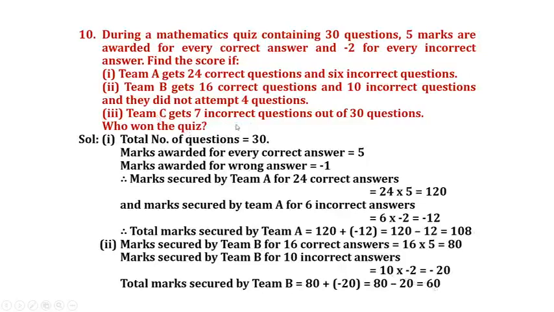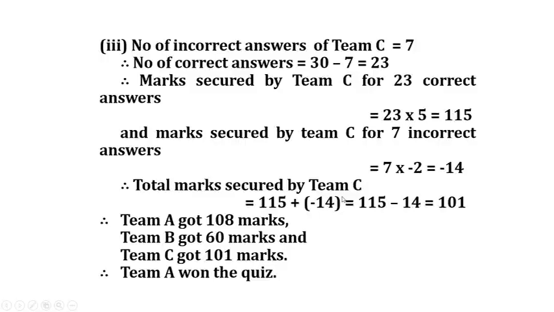And Team C gets 7 incorrect questions out of 30 is given. So number of incorrect questions is 7, means number of correct answers, how can you get? By subtracting the incorrect questions from the total number of questions, which is 30 minus 7, which is 23 correct questions. So for 23 questions, how many marks Team C will get? 23 into 5, 115 marks. And for 7 incorrect answers, Team C get 7 into minus 2, minus 14 marks. The total marks is 115 minus 14, which is 101.